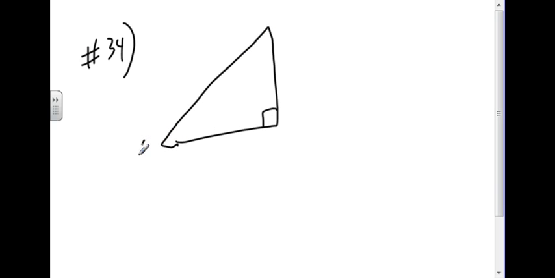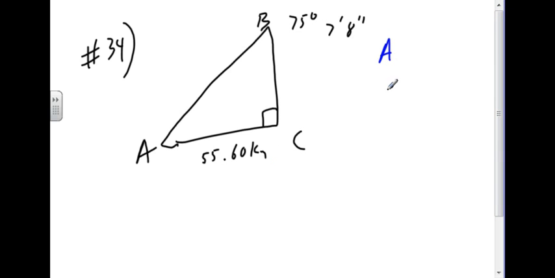Right angle, A, B, C. Angle B is 75 degrees, 7 minutes, 8 seconds. Little b is 55.60 kilometers. All right, so we want to know A, we want to know little a, and we want to know little c.